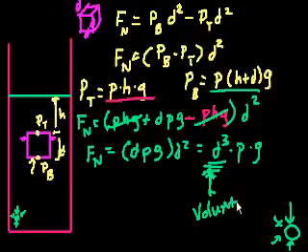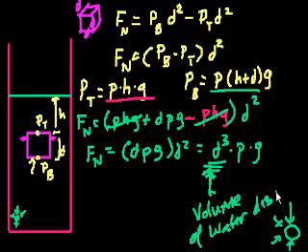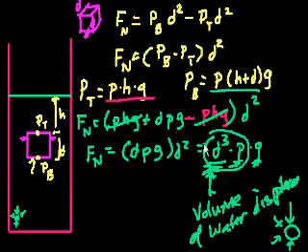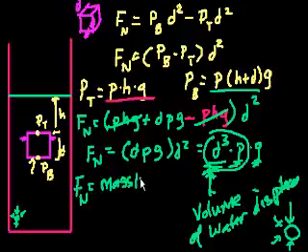It's also the volume of the cube. Volume of water displaced. This is the density. I keep saying water, but it could be any liquid. This is the density of the liquid. This is gravity. So what is this? Volume times density is the mass of the liquid displaced, right? So the net force is also equal to the mass of liquid displaced times gravity.